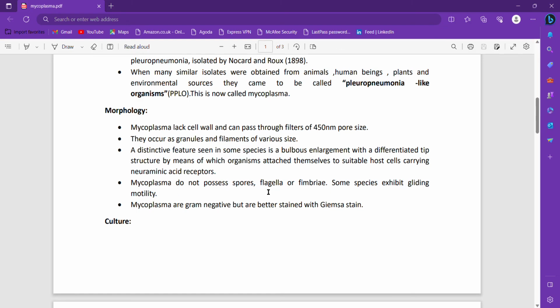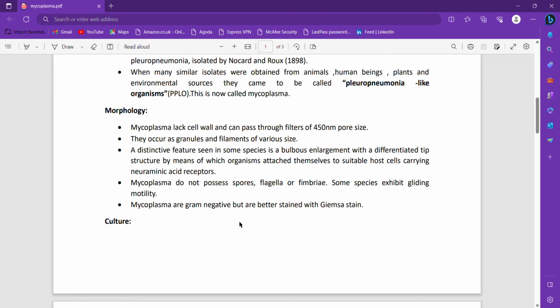Then comes the morphology of mycoplasma. Mycoplasma lacks a cell wall and can pass through filters of 450 nanometer pore size. They occur as granules and filaments of various sizes and structures. A distinctive feature seen in some species is a bulbous enlargement with a differentiated tip structure by means of which organisms attach themselves to suitable host cells carrying neuraminic acid receptors. This neuraminic receptor is found in mycoplasma and it helps in attaching to other organisms or other structures.